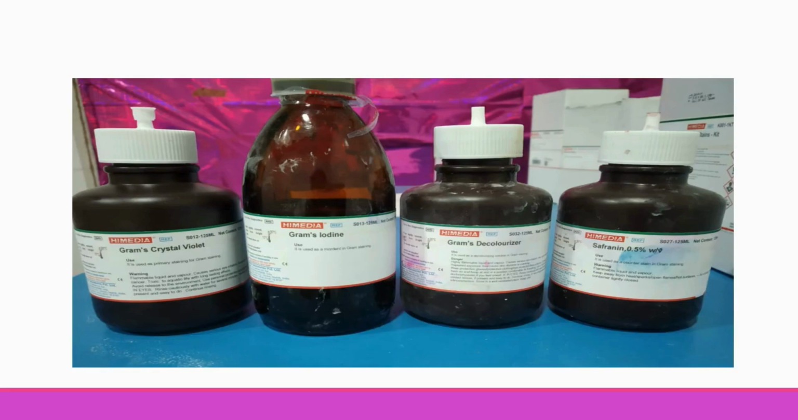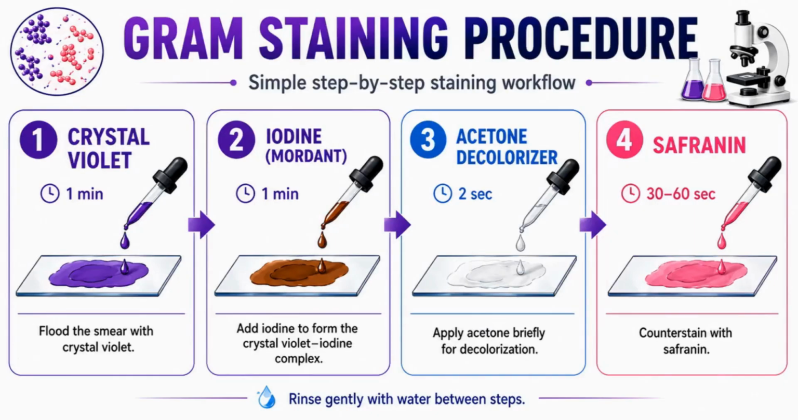So these are the four reagents of the gram staining. First is the gram's crystal violet, second is the gram's iodine, third is the gram's decolorizer, and fourth is the safranin. So now we are going to see the procedure of gram staining.